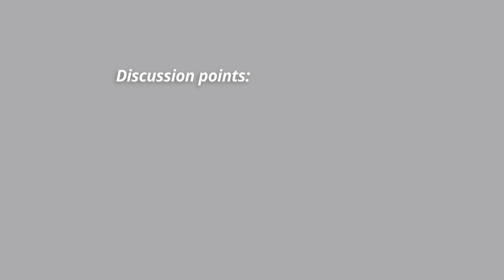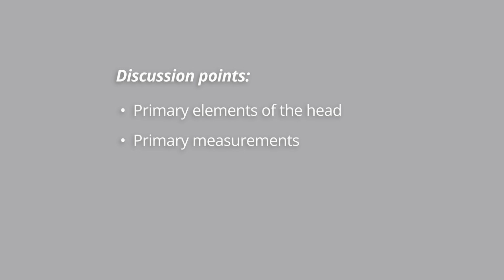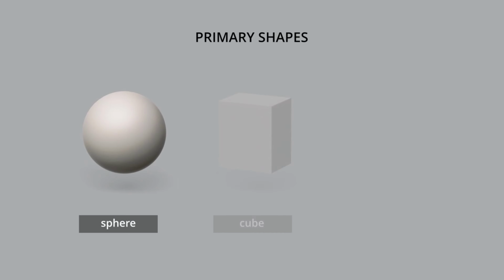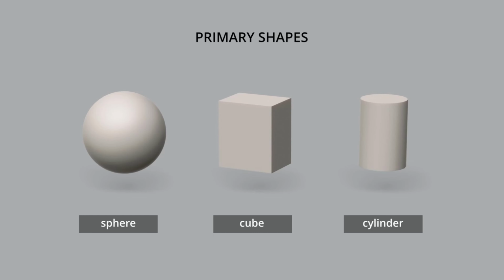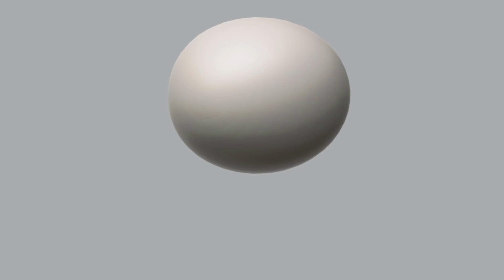We will discuss the primary elements of the head, the primary measurements, facial divisions and proportions, and helpful resources. To create a strong foundation of drawing the head, we can simplify the head into three primary elements: a sphere, a cube, and a cylinder. By combining these elements, we can create the base shape of the head. However, we will need to make some adjustments to these shapes to create a more accurate representation.